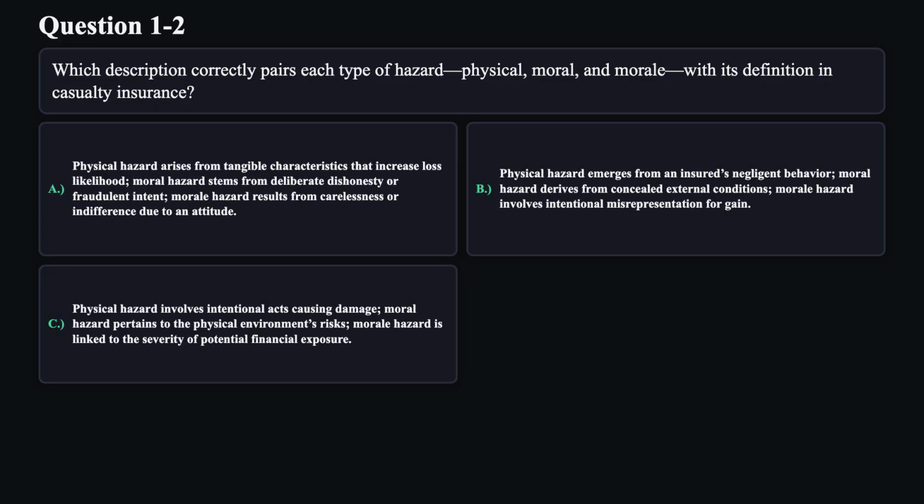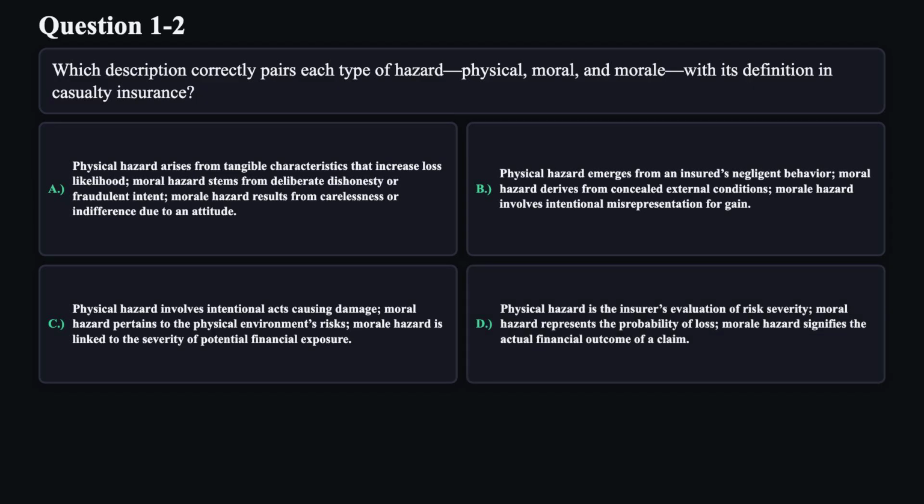C. Physical hazard involves intentional acts causing damage. Moral hazard pertains to the physical environment's risks. Morale hazard is linked to the severity of potential financial exposure. D. Physical hazard is the insurer's evaluation of risk severity. Moral hazard represents the probability of loss. Morale hazard signifies the actual financial outcome of a claim.